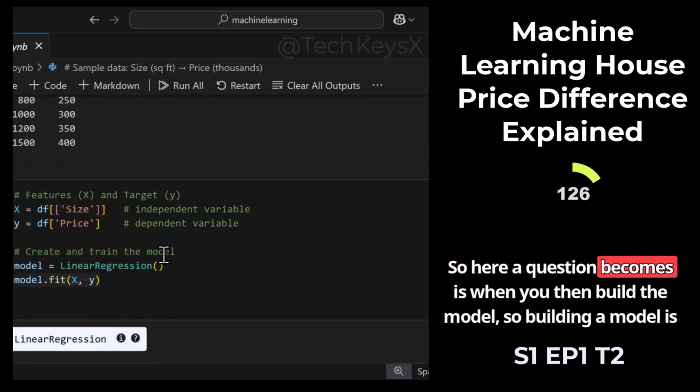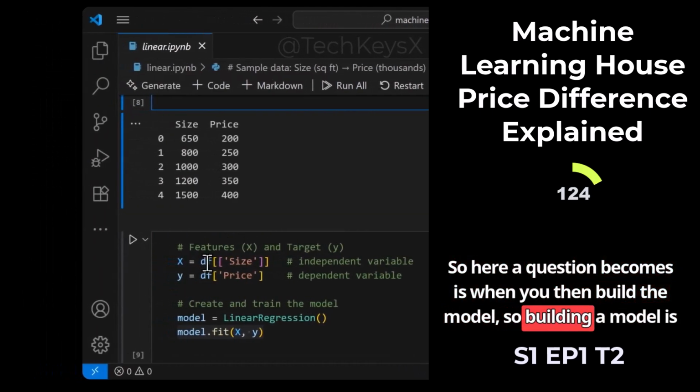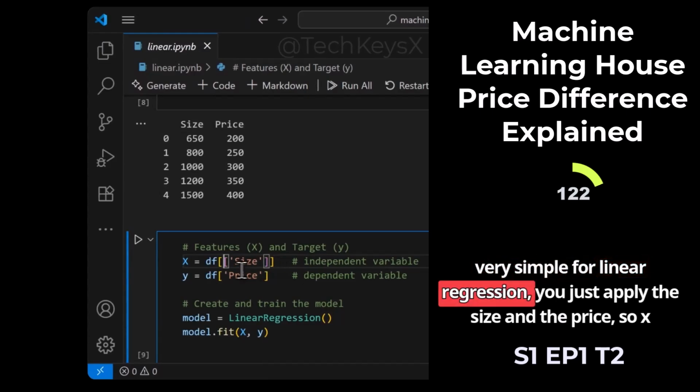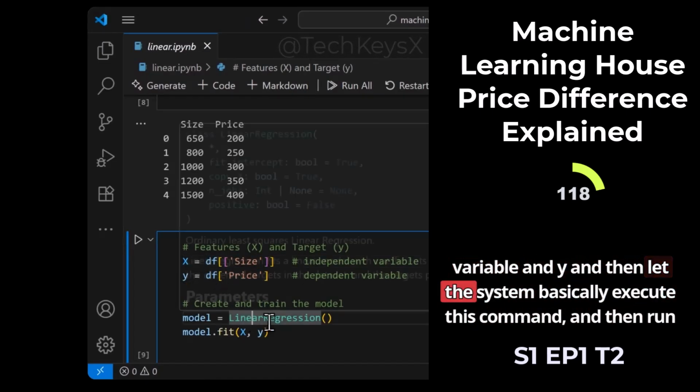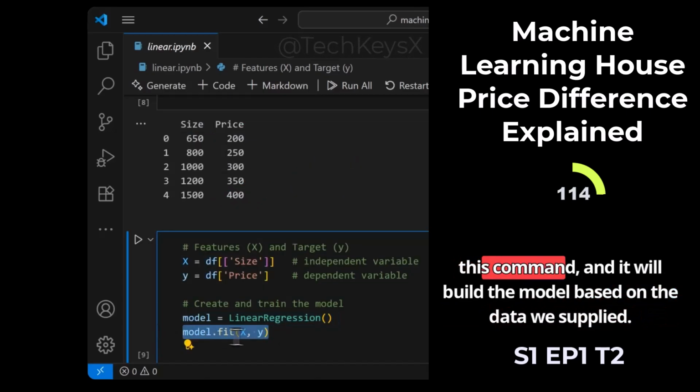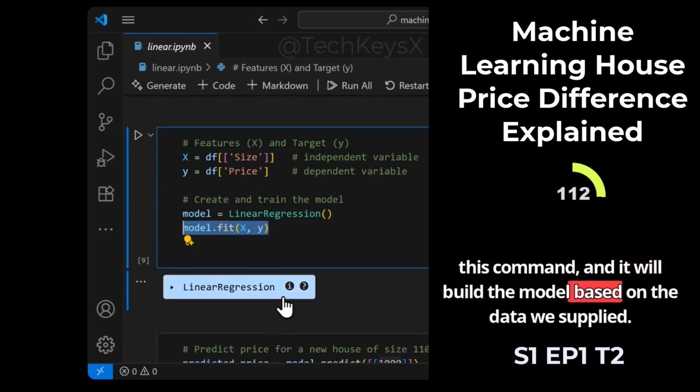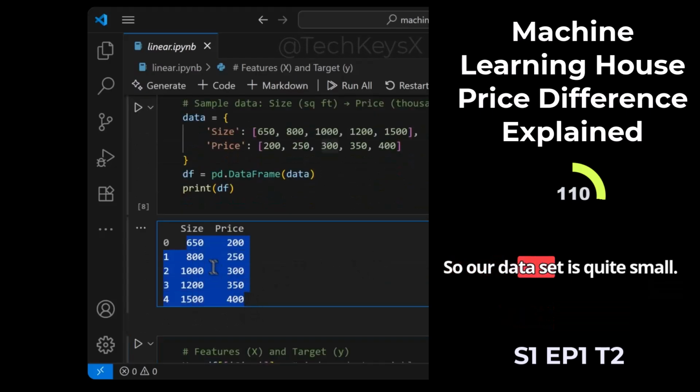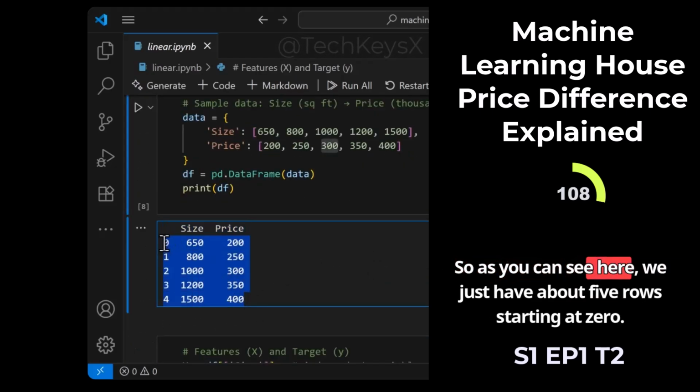So here a question becomes what happens when you then build the model. Building a model is very simple for linear regression. You just apply the size and the price, so x variable and y, and then let the system execute this command and then run this command. It will build the model based on the data we supplied. Our data set is quite small, as you can see here, we just have about 5 rows starting at 0.